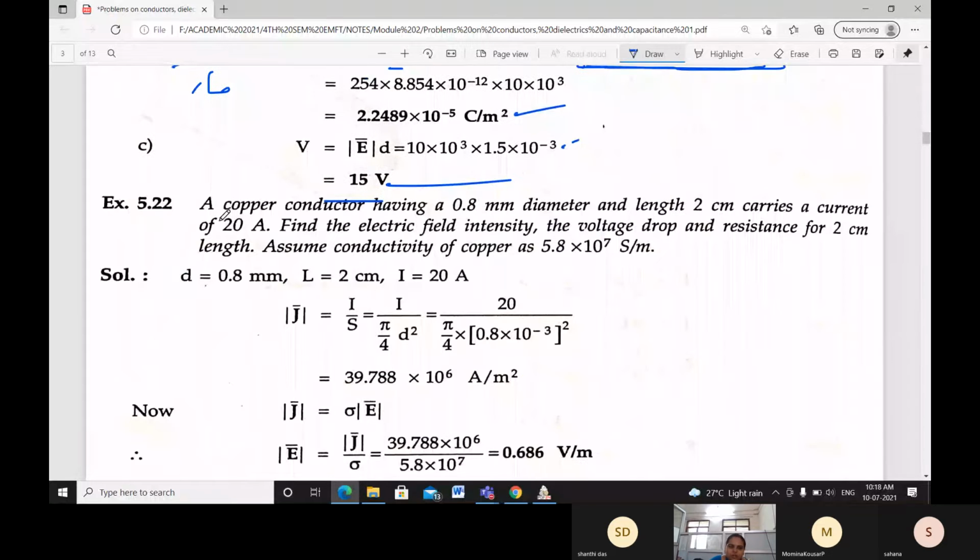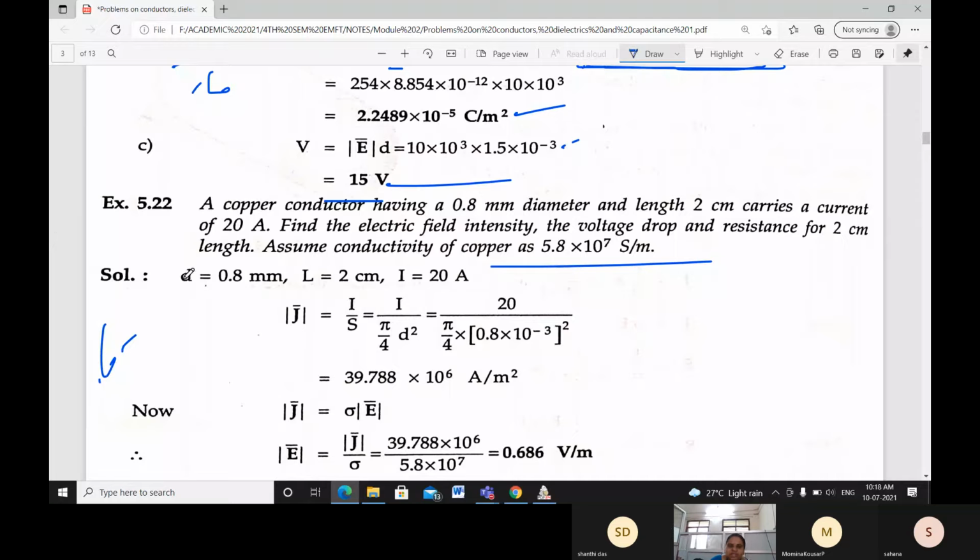Next is a copper conductor having a 0.8 millimeter diameter and length 2 centimeter, carries a current of 20 amps. Find the electric field intensity, the voltage drop and the resistance for 2 centimeter length. Assume conductivity of copper is 5.8 into 10 raised to 7 Siemens per meter. This is the question given. A question like this will be asked for 6 marks.